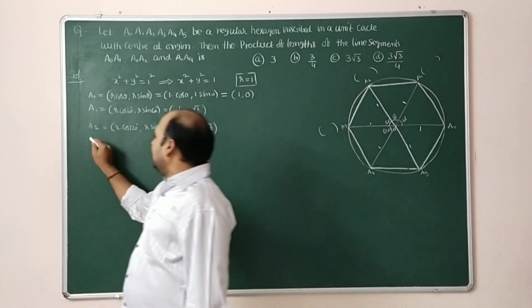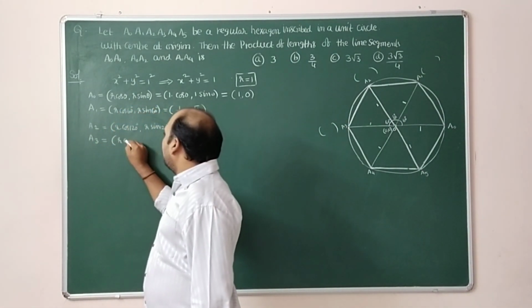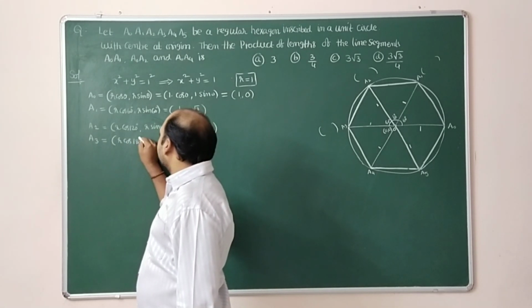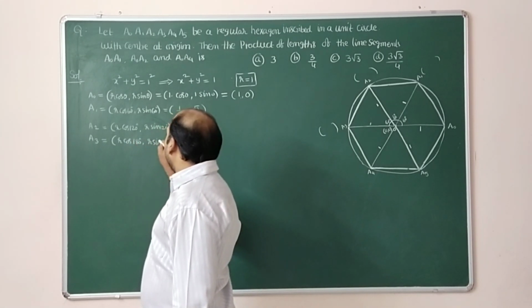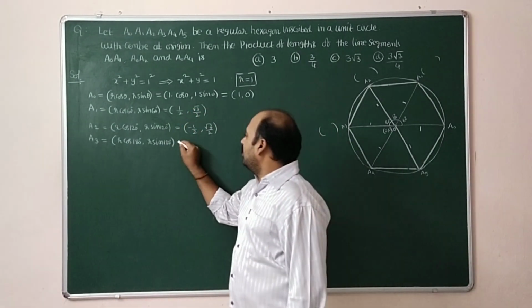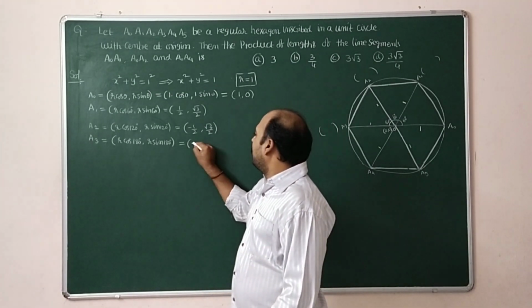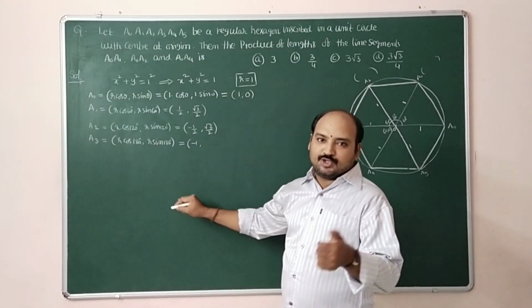So in place of theta, the coordinates of A3 are r cos 180, r sin 180, which is equal to, r value 1, cos 180, cos pi, minus 1. So minus 1, and sin 180 is 0.